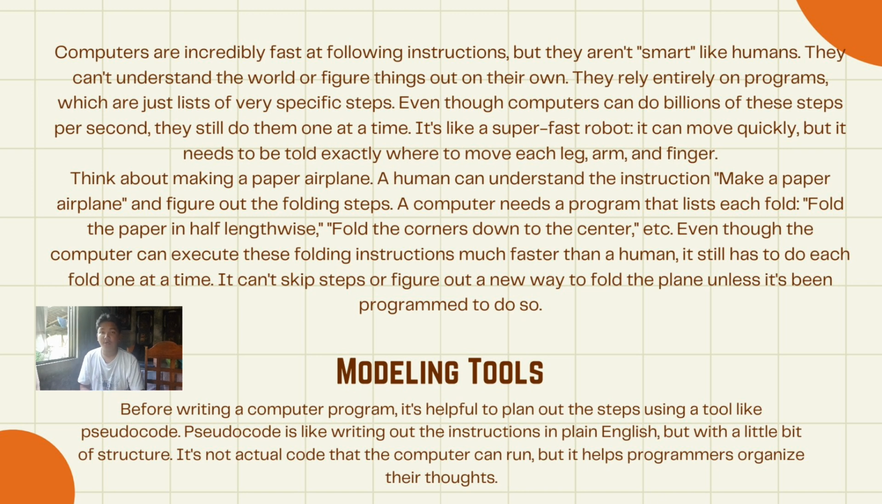Think about making a paper airplane. A human can understand the instruction, make a paper airplane, and figure out the folding steps. A computer needs a program that lists each fold. Fold the paper in half lengthwise, fold the corners down to the center, etc. Even though the computer can execute these folding instructions much faster than a human, it still has to do each fold one at a time. It can't skip steps or figure out a new way to fold the plane unless it's been programmed to do so. So whatever you program the computer to do, it will follow it, and it will not skip instructions that you gave.